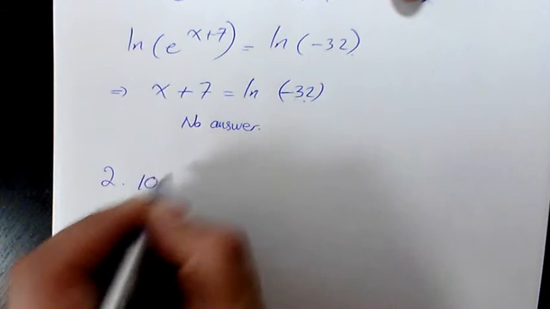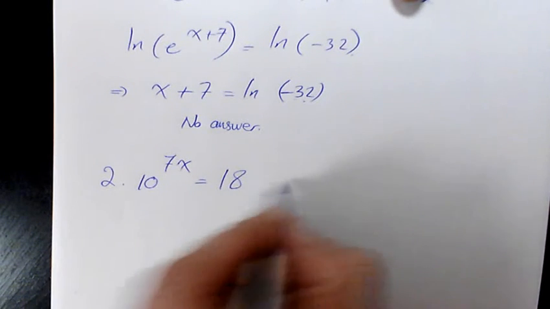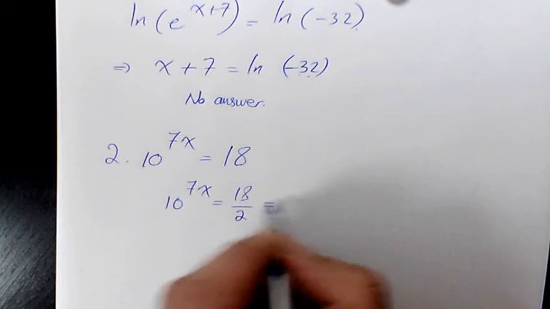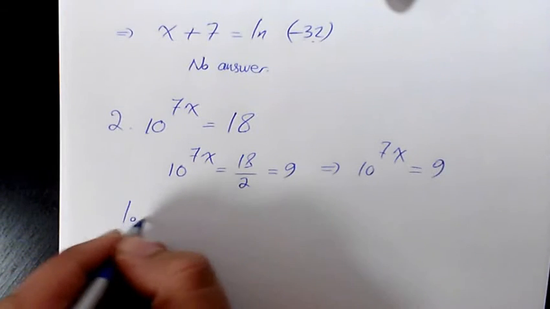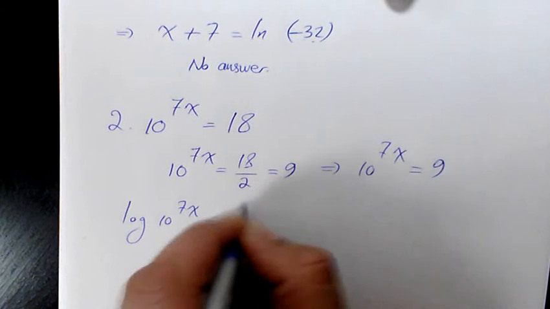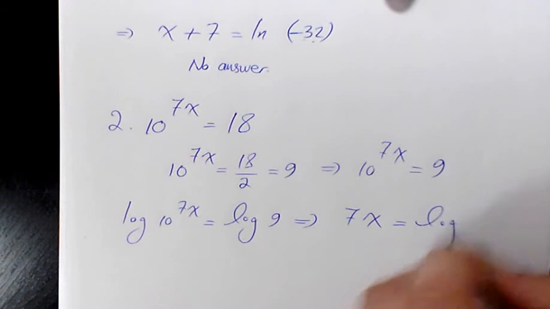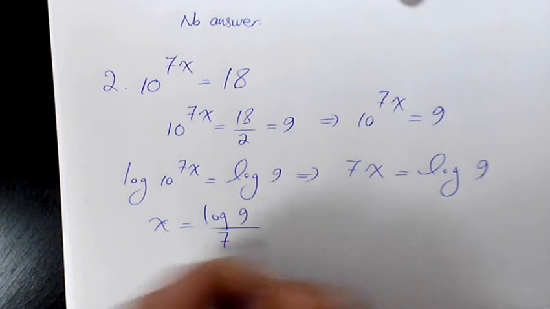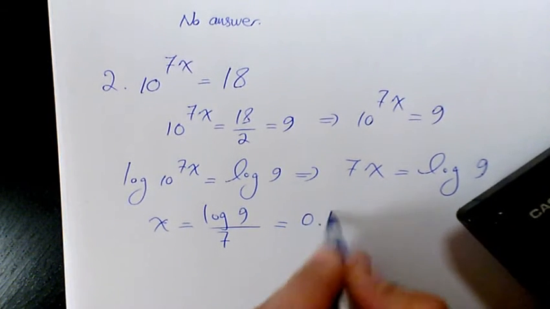Next one. 2 times 10 to the power of 7x equals 18. So I'm going to say 10 to the power of 7x equals 18 over 2, which is going to be 9. Therefore, 10 to the power of 7x equals 9. So log 10 to the power of 7x equals log 9. So 7x will be equal to log 9. So x will be log 9 divided by 7. That's going to be 0.136.